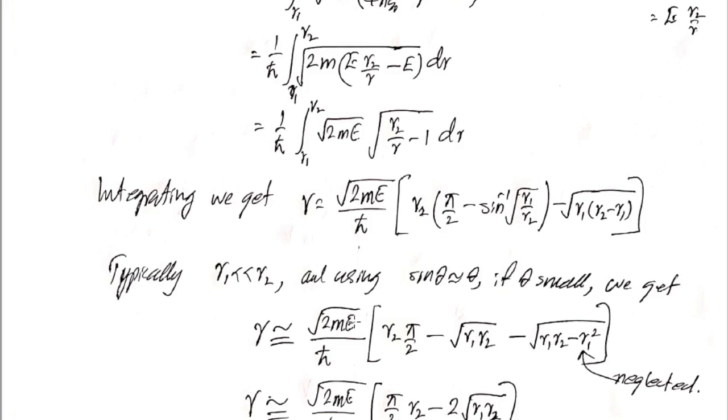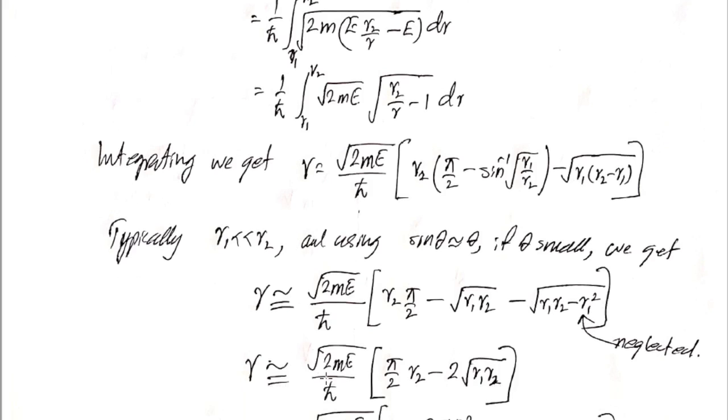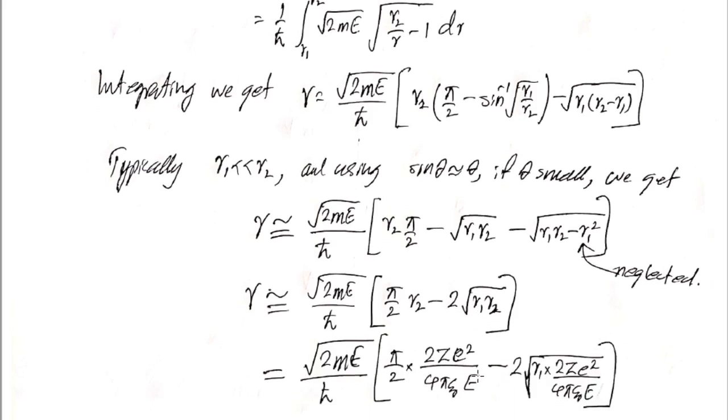So gamma is equal to root of 2mE by h cross into r2 into pi by 2 minus, this one becomes root of r1 by r2 and multiplied by r2 it becomes root of r1 r2, minus root of r1 r2 minus r1 square, and this r1 square can be neglected when compared with r1 r2. So we get root of 2mE by h cross into (pi by 2 r2 minus 2 root of r1 r2). Now that is root of 2mE by h cross into pi by 2 into r2, minus 2 root of r1 r2.